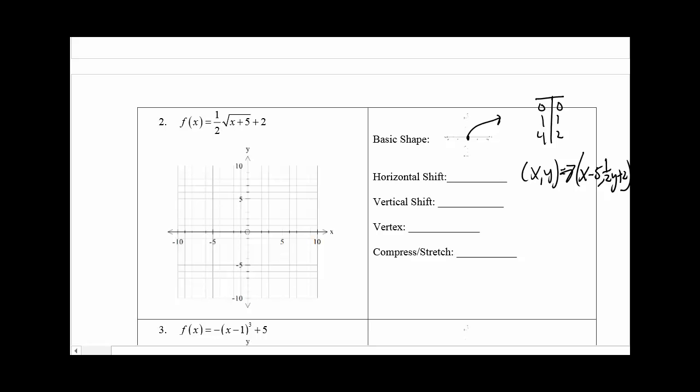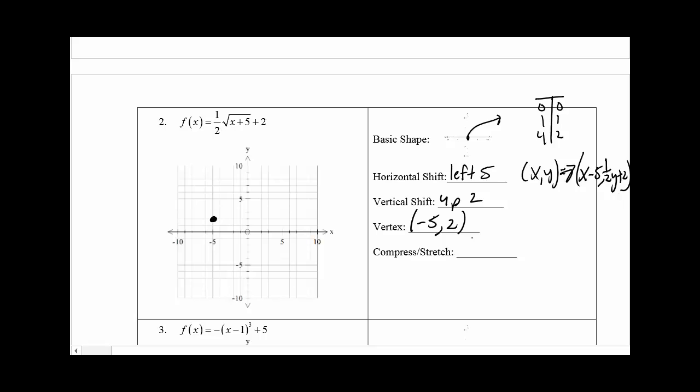Okay, so my horizontal shift, what's going to make it move left and right? That means it's left 5. Vertically, it's going to move up 2. So where would the vertex be now? Well, it was at (0, 0). And when it moved back 5 and up 2, that moved to (negative 5, 2) would be my new point.